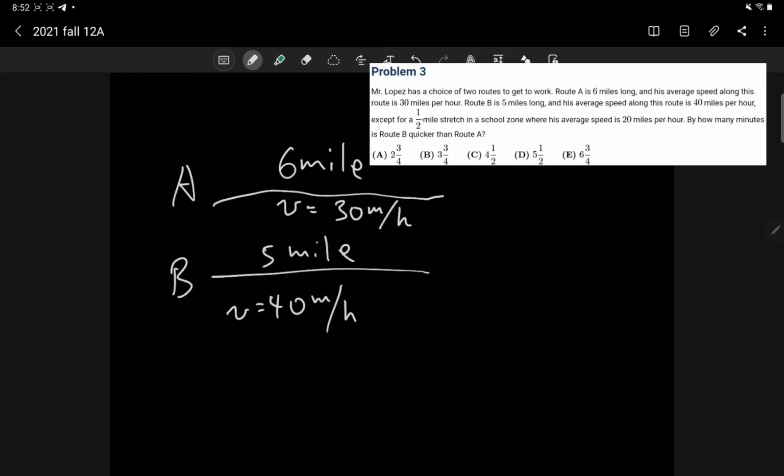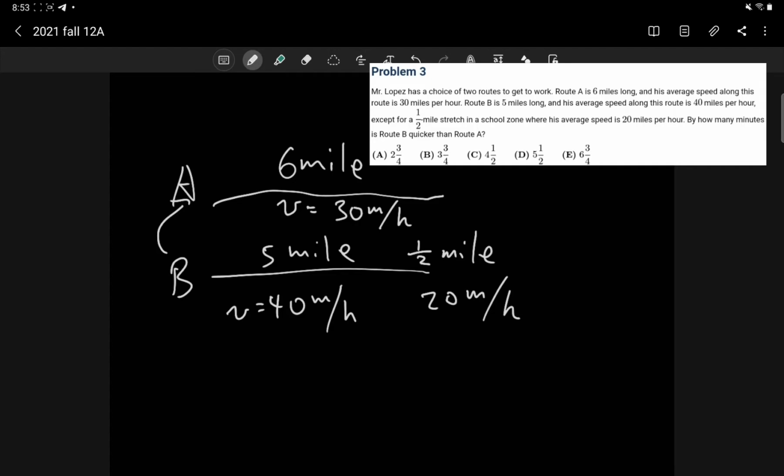However, it says except for a 1/2 mile in a school zone where his average speed is 20 miles per hour. Okay, and then how many minutes is route B quicker than route A? Actually, I think this is a physics problem instead of a mathematics problem.